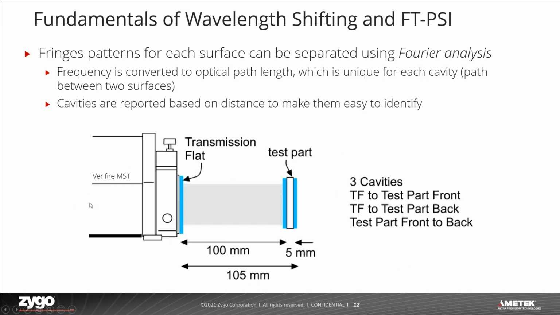In the interferometer setup that we have here, we have our reference optic, the transmission flat on the front of the interferometer, and then our parallel test part here. So this setup actually has three different cavities. We have one from the transmission flat to the front of the part, one from the transmission flat to the back of the part, and one from the front to back surface of the test part itself. This cavity length is approximately, in this scenario, about 100 millimeters, and then the test part about 5 millimeters. So the overall length, TF to the back surface, is about 105 millimeters. Easy to differentiate.